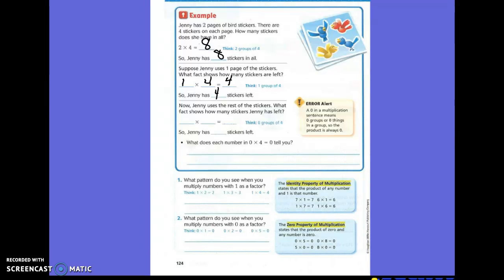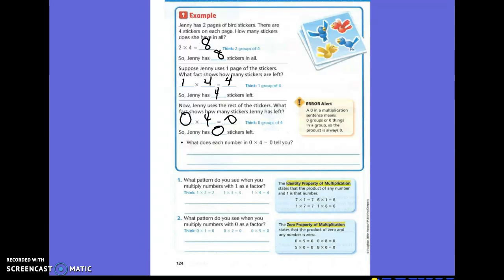That's easy. Now, Jenny uses the rest of her stickers. What fact shows how many stickers she has left? Can you give me the number sentence? I want the first factor for the number sentence. Everyone, what is it? 0. What's the second factor for the number sentence? 4. Because although she has 0 things, there used to be 4 stickers, right? But how many stickers are there left? 0. She used them all, remember? So Jenny has how many stickers left?